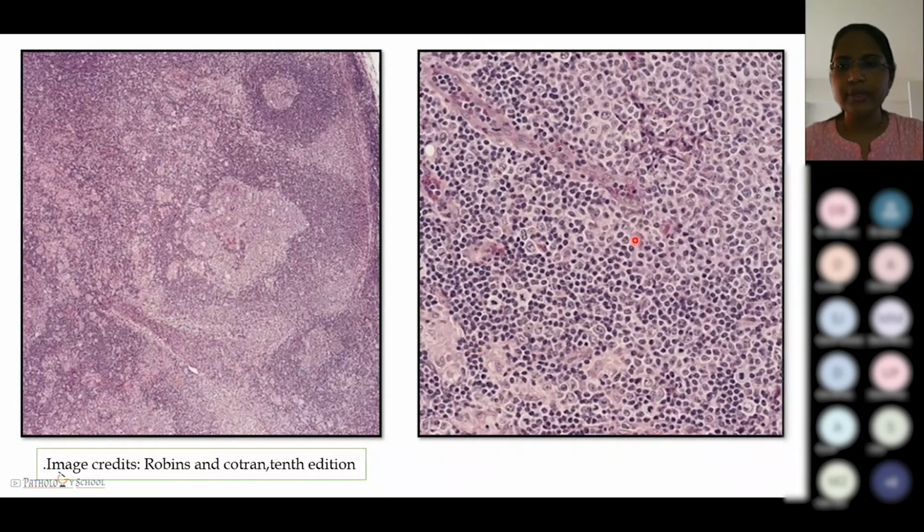Here on higher magnification, on the upper right side, we can see the monocytoid B cells, which have a moderate amount of pale cytoplasm. And on the lower left side, we can see the epithelioid histiocytes are aggregated. This one.